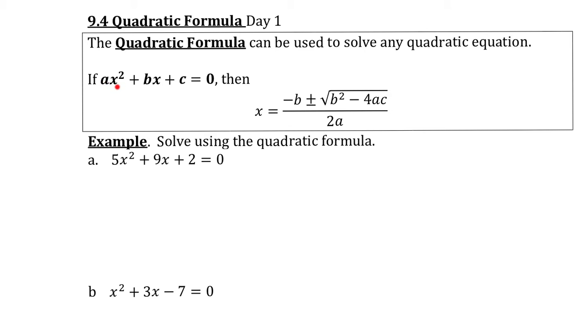The first thing it says: if ax squared plus bx plus c equals 0, so a is still the coefficient on the x squared, b is the coefficient on the x, and c is the constant, and it has to equal 0. Then to find the x value, I plug it into this formula, which is negative b plus or minus the square root of b squared minus 4ac, the whole thing over 2a.